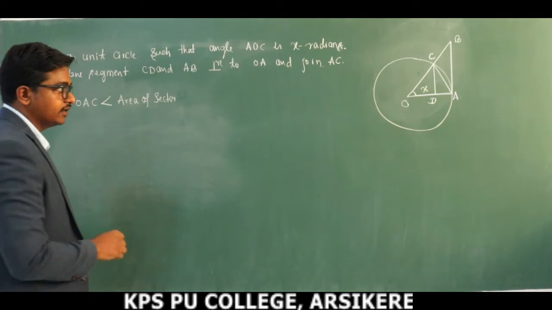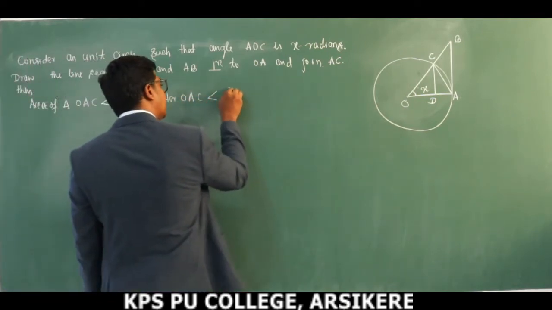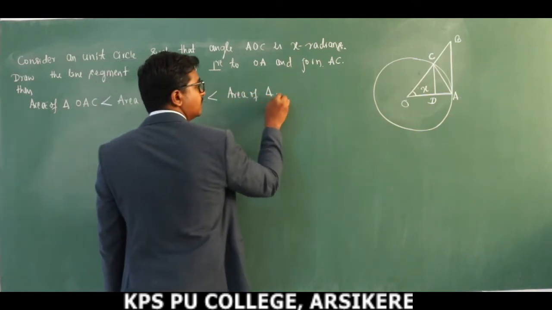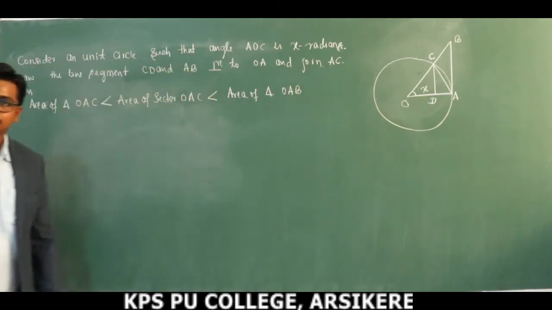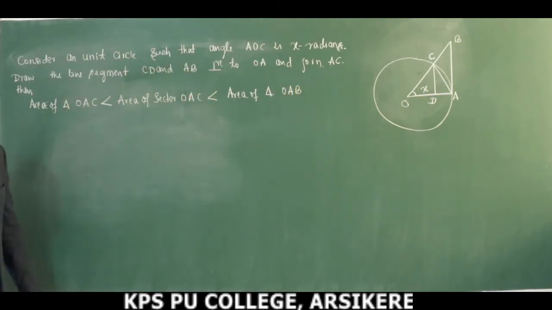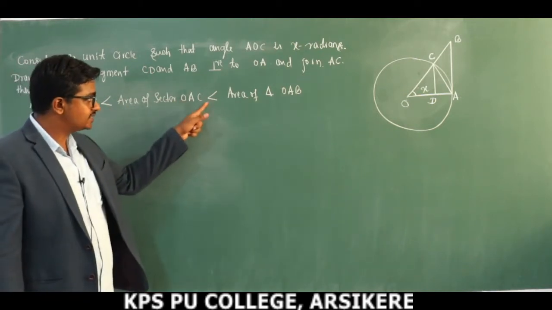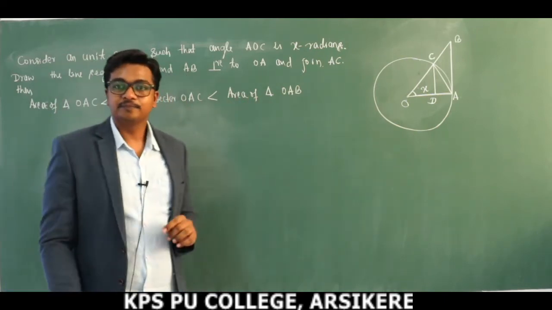So what was the sector? That is also OAC, that is less than area of triangle OAB. This is very important. This concept is clear here. Okay. Area of triangle OAC less than area of sector OAC less than area of triangle OAB.